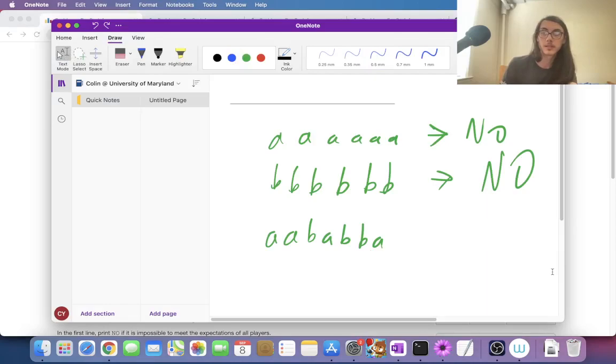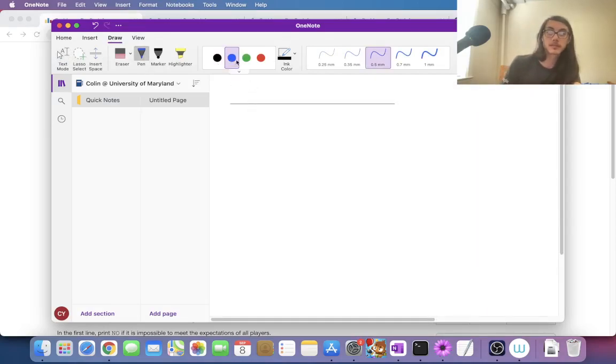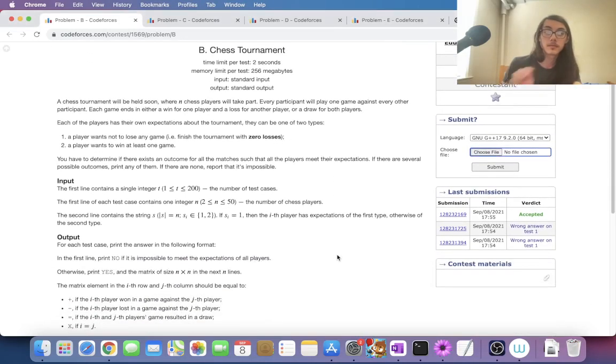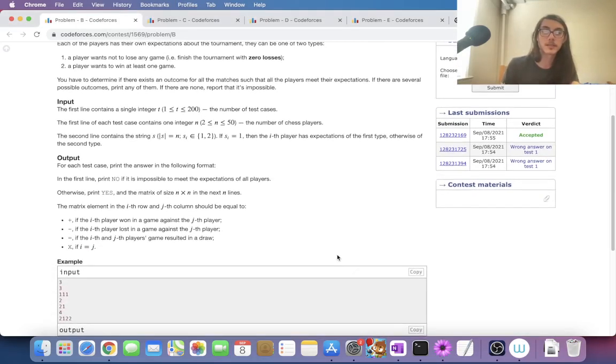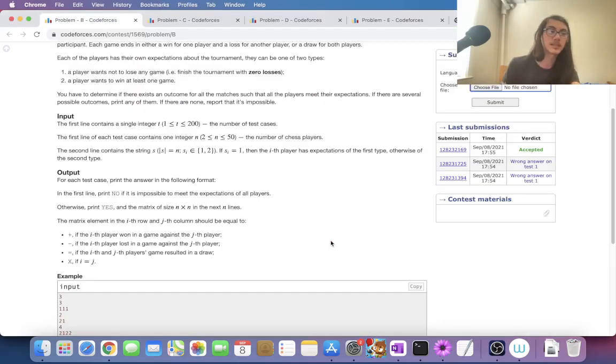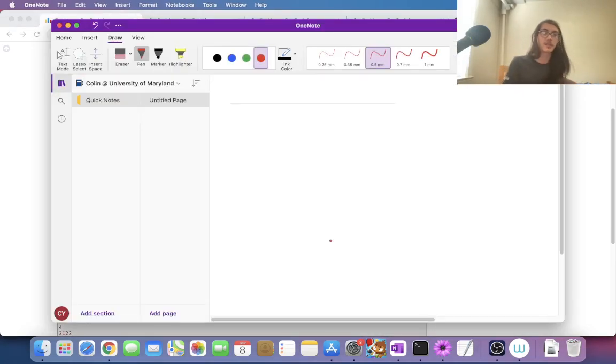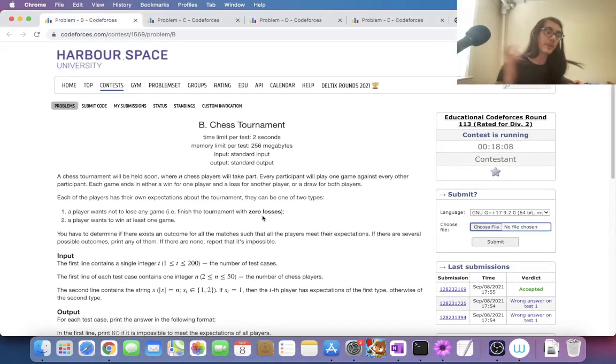Next part is chess tournament. Essentially the way this problem works is, I think I'll refrain from reading problems. You have people who are playing in a tournament, and certain people have certain expectations. The tournament pits everyone against each other. Every person will play every other player, and there are two types of people. Some people don't want to lose anything, so they will be very sad if they lose at least one game, and other people want to win at least one game.